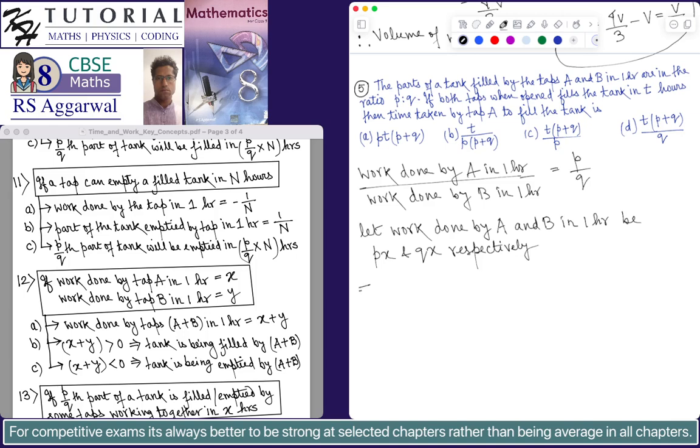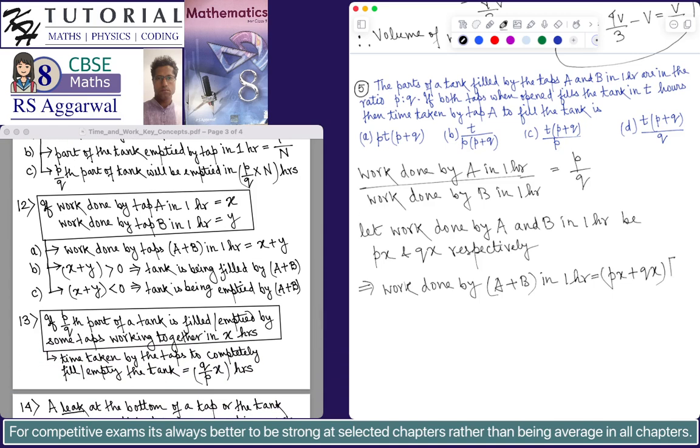Okay, so we know the work done by A and B alone in 1 hour are Px and Qx. So we can say work done by A plus B, that is when both A and B are working together, in 1 hour will be equal to Px plus Qx. Applying the concept that if work done by tap A in 1 hour is x, and work done by tap B in 1 hour is y, then work done by taps A plus B in 1 hour is x plus y. So we have work done by A plus B in 1 hour is Px plus Qx, which is equal to x into P plus Q.